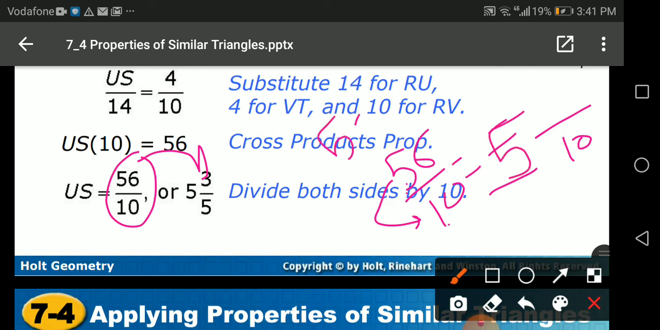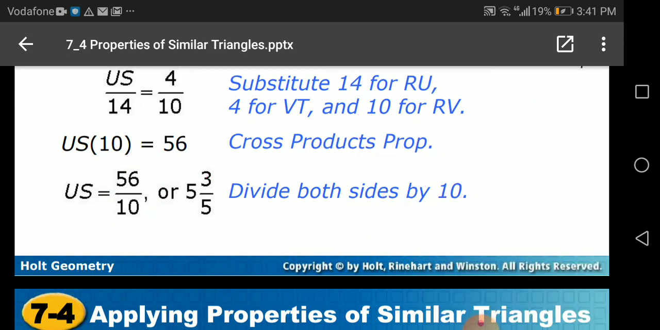So 50 divided by 10 is 5, and the difference between 56 and 50, we write it up here. It's 6. So 6 over 10, we simplify. Divided by 2 gives me 3, divided by 2 gives me 5. And that is how I can solve it.